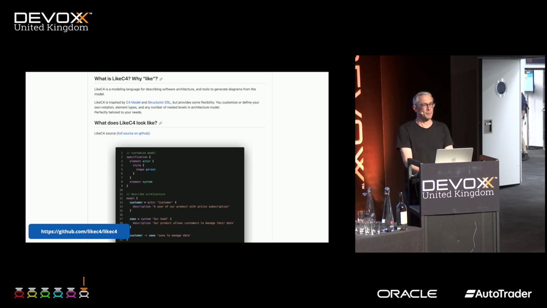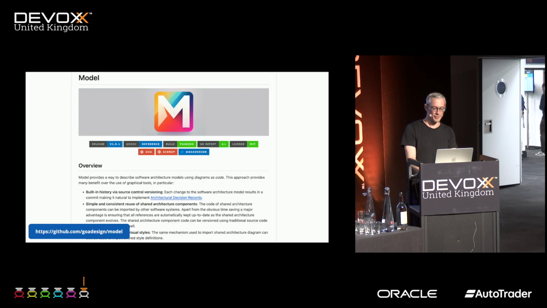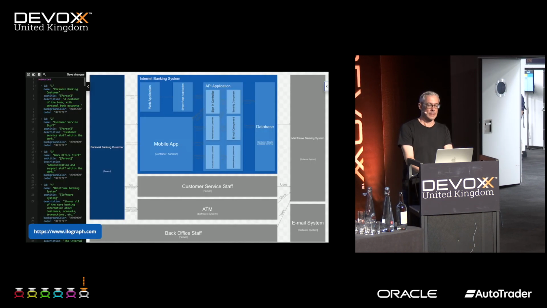It's a bit more open, but that comes with some dangers. Grab me afterwards if you want to discuss that in a bit more detail. And there's something called model, which is targeted at doing the same sort of thing I've described using the Go language and the illograph tool I showed you.